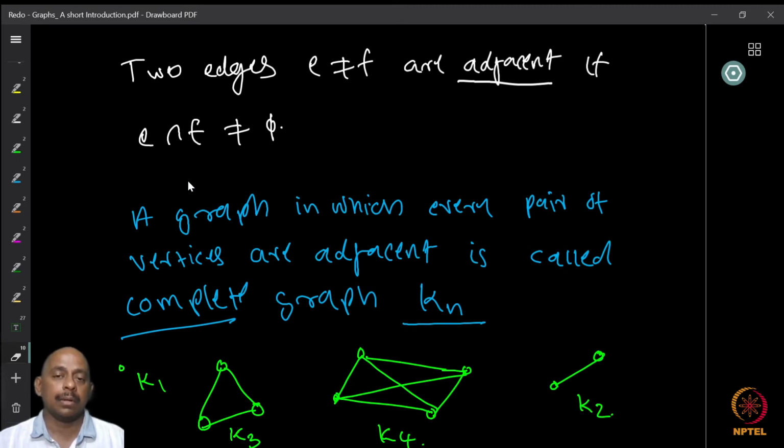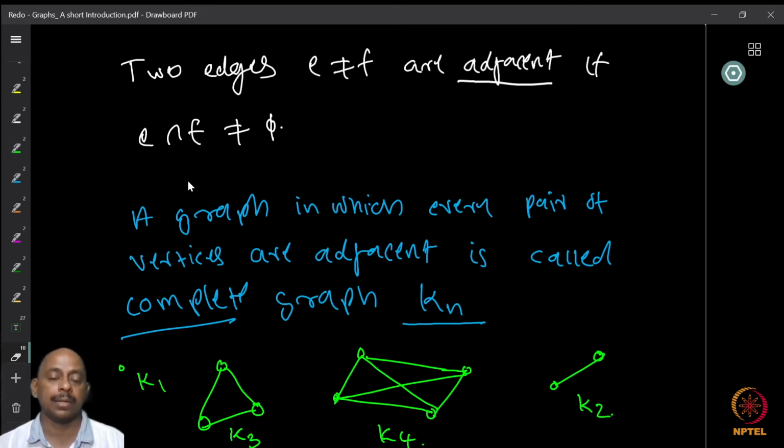Now, when you have a graph where you have a vertex set, and any two vertices are adjacent in this graph, let's say, right? So if every possible pair of vertices is adjacent, then we say the graph is a complete graph. Okay? So if there is an n-vertex graph in which all the edges are present, right?